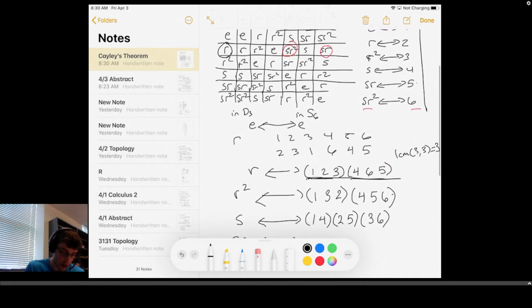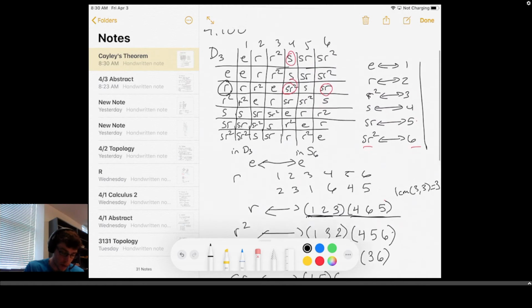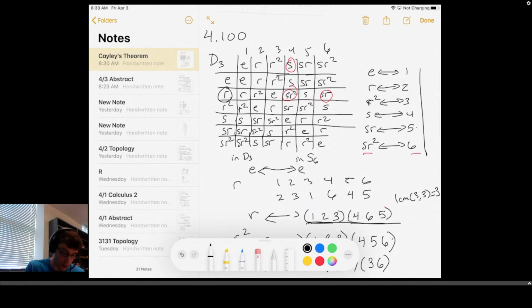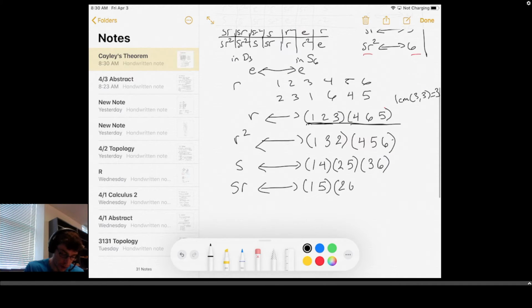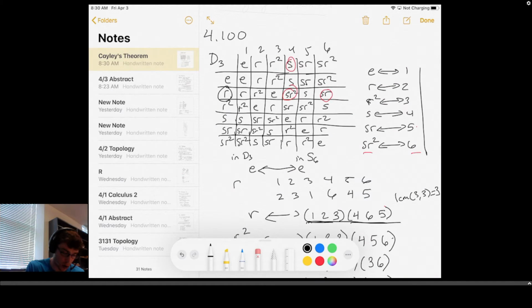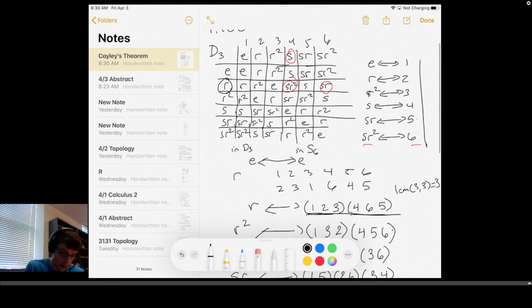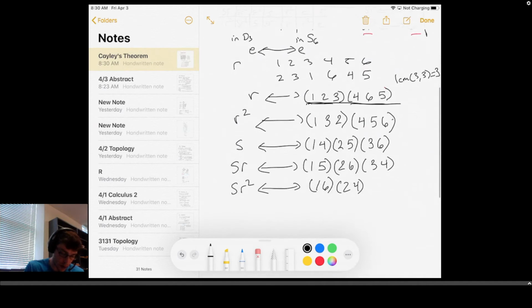SR, so, I mean, we always know the first one, like 1, the identity goes to SR, which is 5. R goes to SR squared, so 2 goes to 6, and then 3 goes to 4, and then our last one, you could pretty much fill in the blanks. It's kind of the ones that are not here, but we can look again. So R goes to S, so 2 goes to 4, and then R squared goes to SR, so 3 goes to 5.